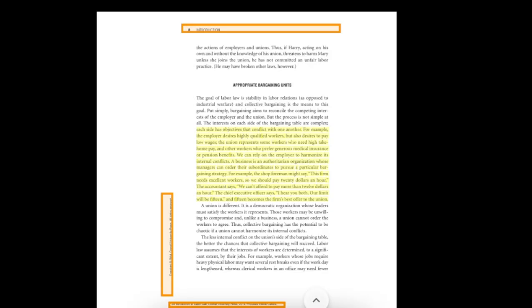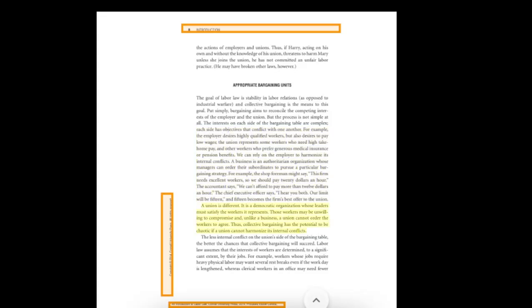For example, the employer desires highly qualified workers, but also desires to pay low wages. The union represents some workers who need high take-home pay, and other workers who prefer generous medical insurance or pension benefits. We can rely on the employer to harmonize its internal conflicts. A business is an authoritarian organization whose managers can order their subordinates to pursue a particular bargaining strategy. For example, the shop foreman might say, "This firm needs excellent workers, so we should pay $20 an hour." The accountant says, "We can't afford to pay more than $12 an hour." The chief executive officer says, "I hear you both. Our limit will be $15, and $15 becomes the firm's best offer to the union."